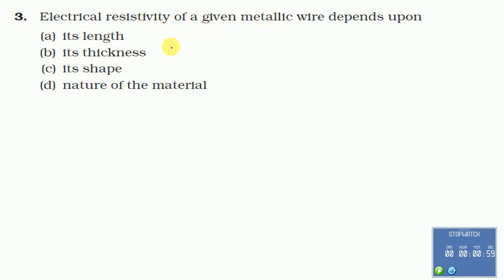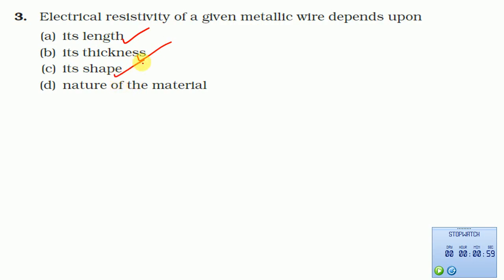Electrical resistivity, obviously we know, doesn't depend on length, doesn't depend on thickness, doesn't depend on shape, it depends on nature. So the correct option is D. So all the three questions that we did, the correct option is D. Resistivity, electrical resistivity is denoted by rho, and rho is defined as the resistance of unit length and unit area, that is, resistance of unit length and unit area. Shall we move forward? Okay.